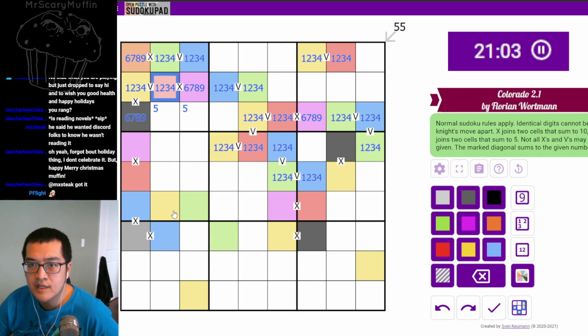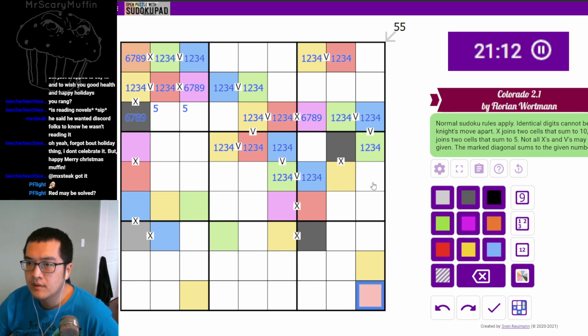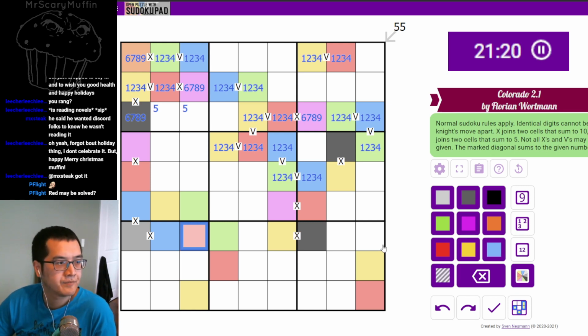Okay, let's take a look at reds now. One of these is a red. One of these is a red. This one can't be a red. It's a Knight's Move that way. So that fills in that one as a red, which fills in that one's a red, and reds are done. If only we knew what number it is. Yeah, red's solved. Thank you.